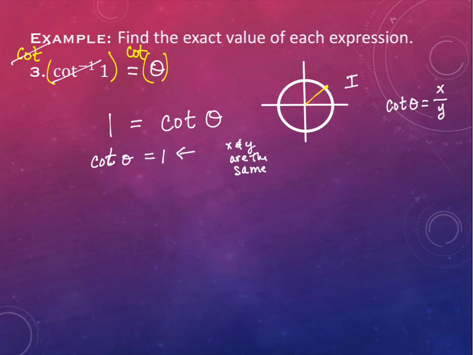Yeah, it's at pi over 4. Right here, right? They're not 1 and 1, but they're the same. They're square root 2 over 2 and square root 2 over 2. And anytime you divide something by itself, you get 1. So at pi over 4, right here, we have the value we're looking for.